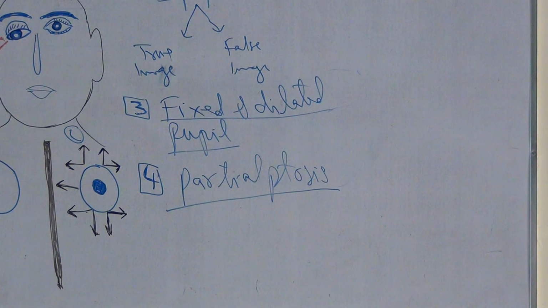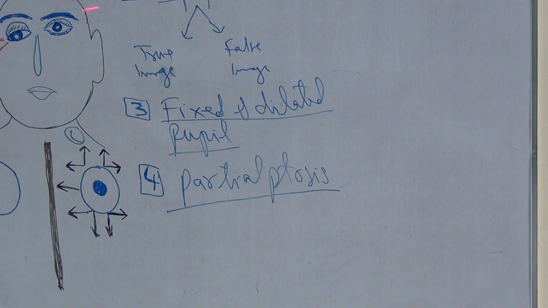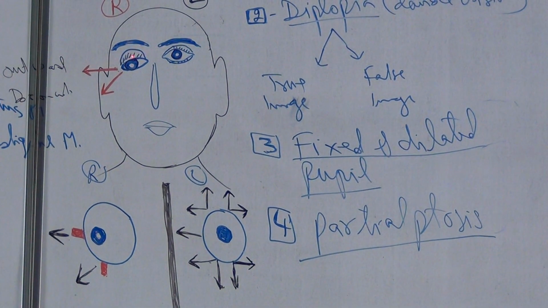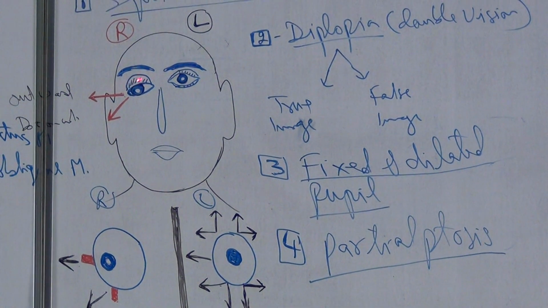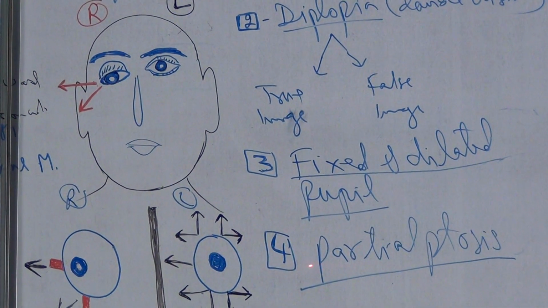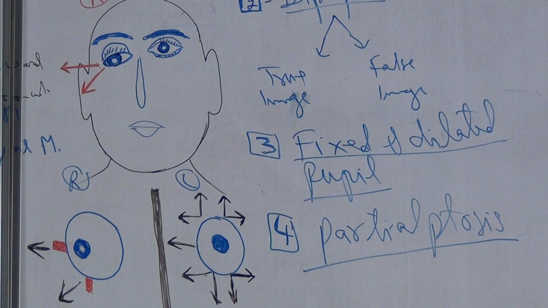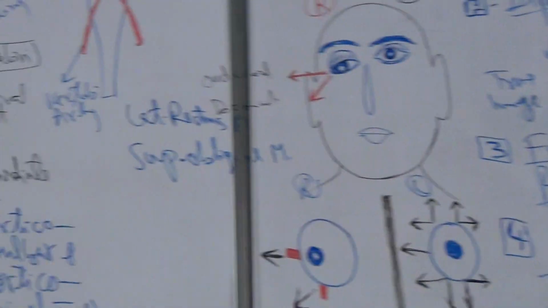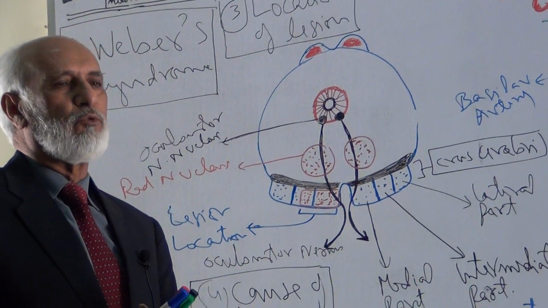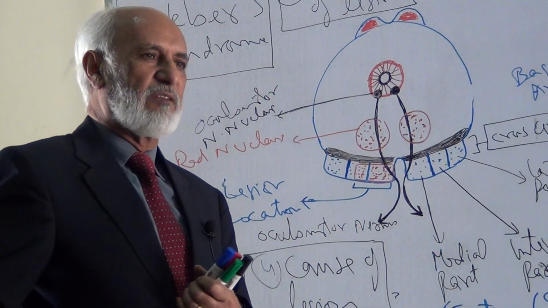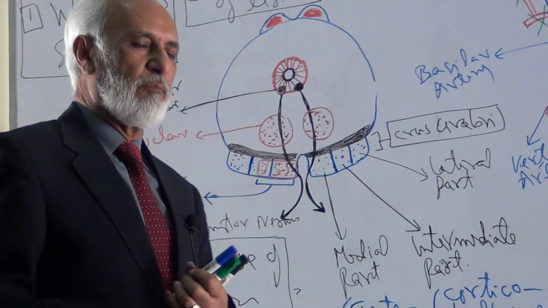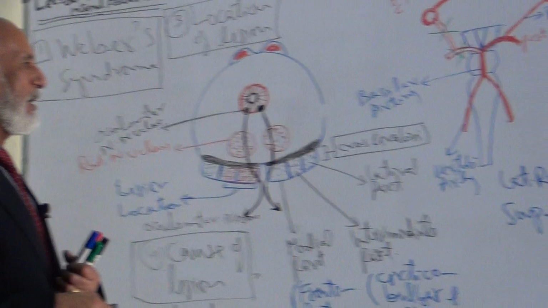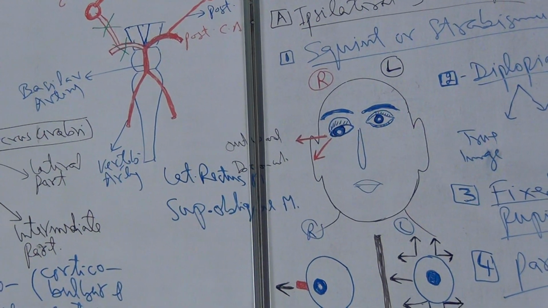Partial ptosis. Ptosis means drooping of the upper eyelid. So here in this case, you can see, compared with the normal side, the upper eyelid is dropped down partially. I told you that the levator palpebrae superior muscle of the upper eyelid comprises motor fibers, skeletal muscle fibers, and smooth muscle fibers. The skeletal muscle fibers of the levator palpebrae superior are supplied by motor fibers of the oculomotor nerve. But the smooth muscle part of the levator palpebrae is supplied by the sympathetic nerves.